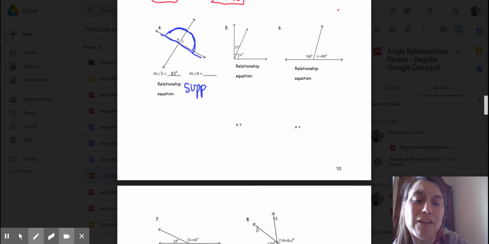And again, it doesn't give me a variable for angle 4. In order for me to write an equation, I need to have an unknown. So the x represents the measure of angle 4. Then I'm going to write my equation as x plus 83 equals 180 because they are supplementary, and then I will solve it. So x equals 97. That means the measure of angle 4 is 97 degrees.